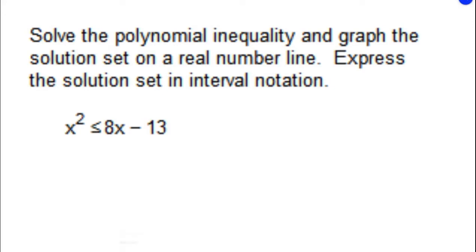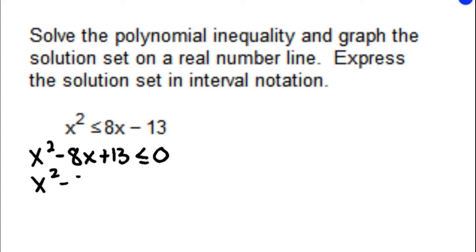So we're going to start off by rewriting the inequality with 0 on one side. If we move all the terms to the same side, we'll have x squared minus 8x plus 13 less than or equal to 0. Then we need to identify the boundary points, and we're going to find them by solving the equation x squared minus 8x plus 13 equals 0.